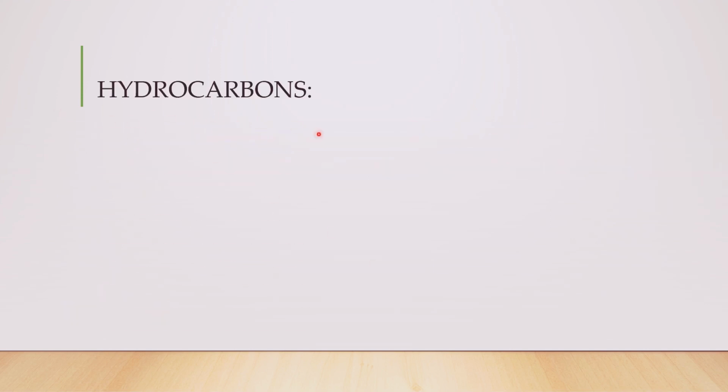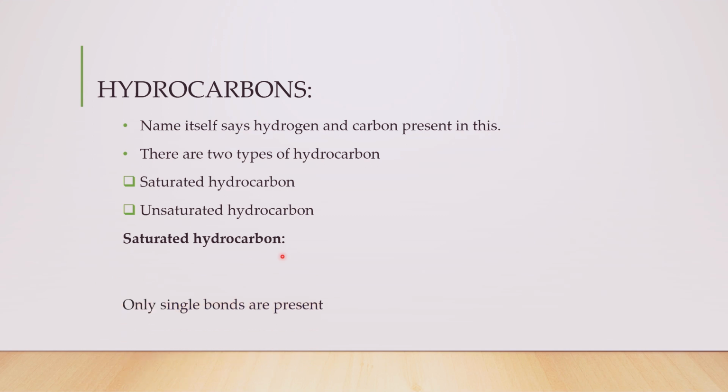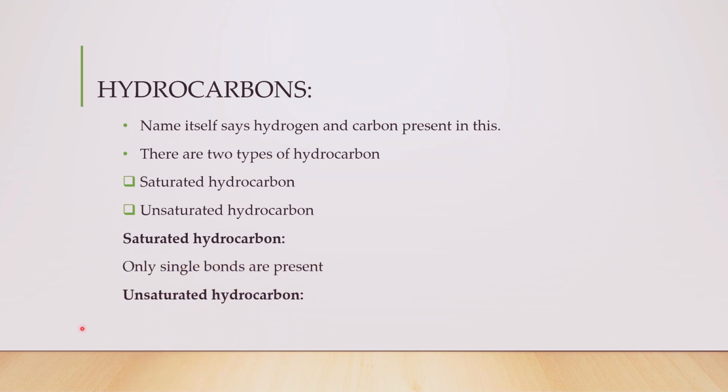Now we are going to see the hydrocarbons. Hydrocarbon means, as the name itself says, that hydrogen and carbon are present in the compounds. So it is known as hydrocarbons. And there are two types of hydrocarbon, namely saturated and unsaturated. Let's see what is saturated and what is unsaturated. Saturated means only single bonds are present in the compound, and unsaturated means there may be a double bond or triple bond. That is known as unsaturated.